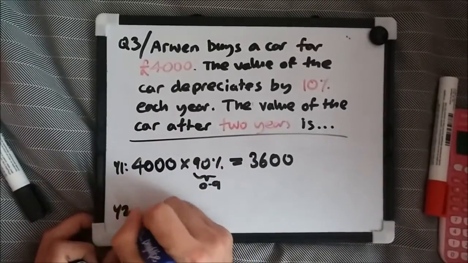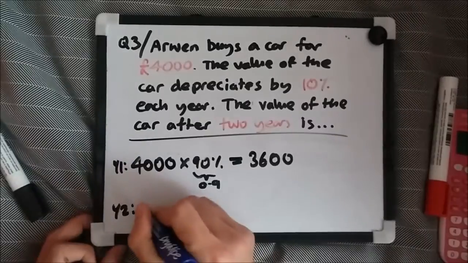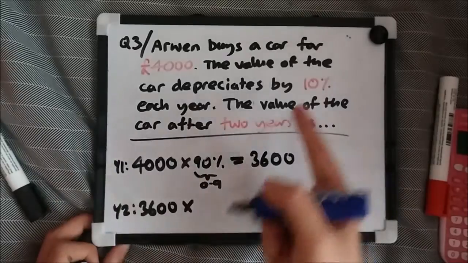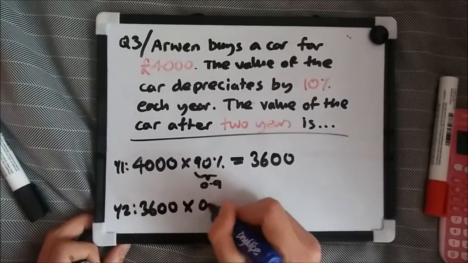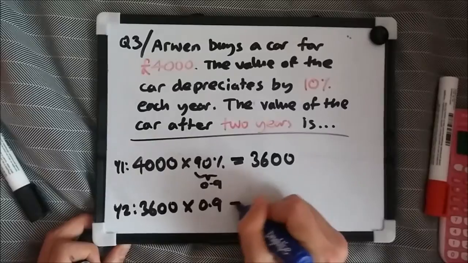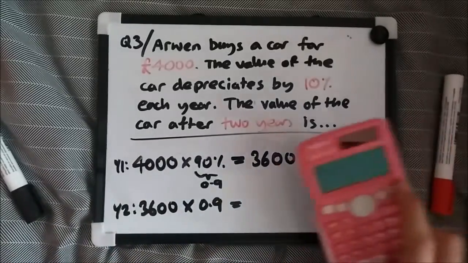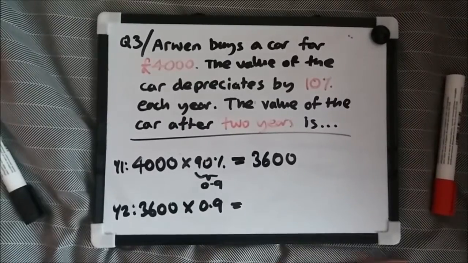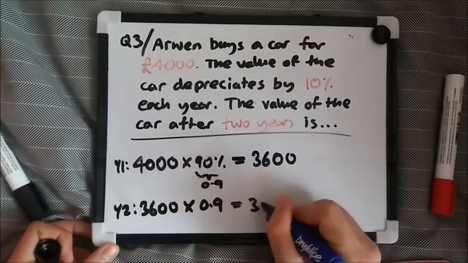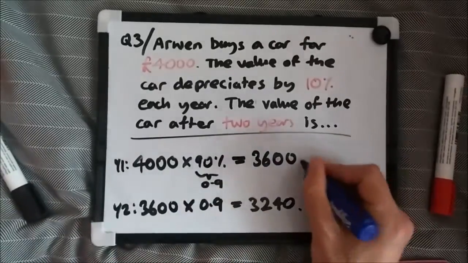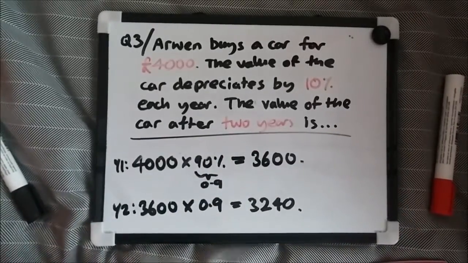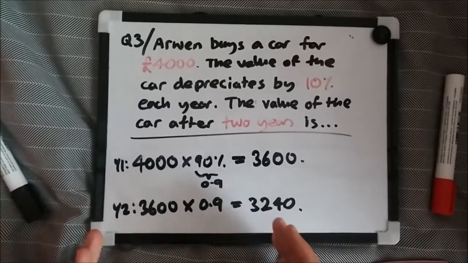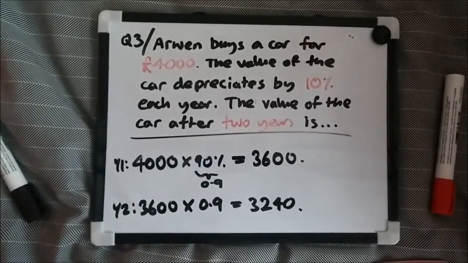Now, for the second year, using the same value, 3,600, we're going to depreciate it again by another 10%. So we want to times this by, again, 0.9 or 90%. And this, according to my lovely pink calculator, should give us 3,600 times 0.9, a true value of 3,240. And that's how we do it, guys. This is all about depreciation. You just think of the value as 100% and subtract 10% and multiply it head on. That's it. Now the next question.